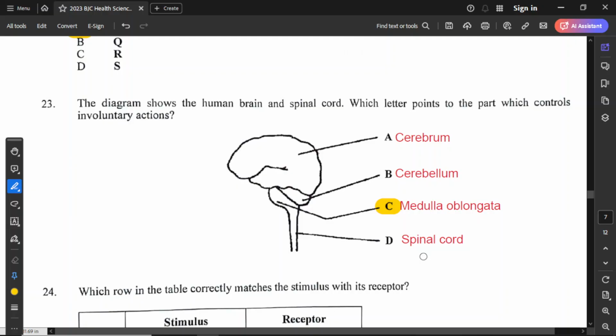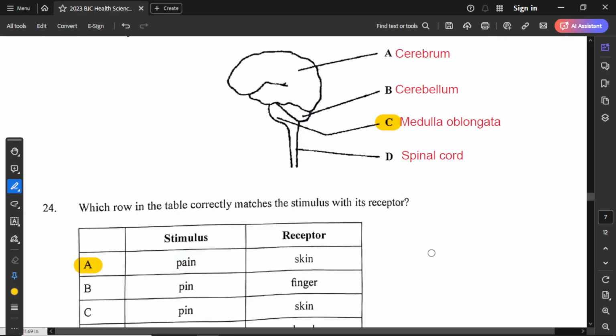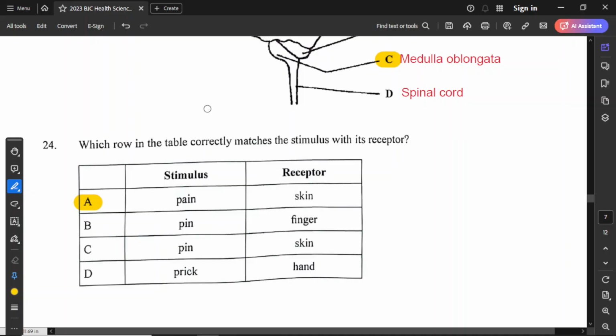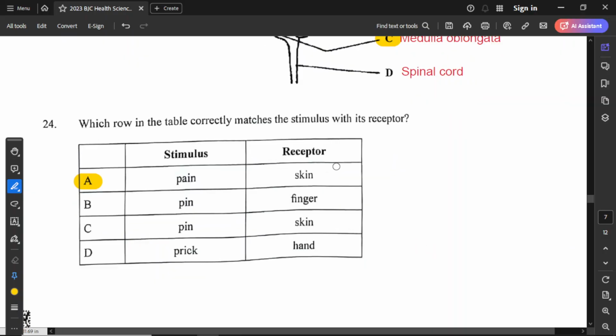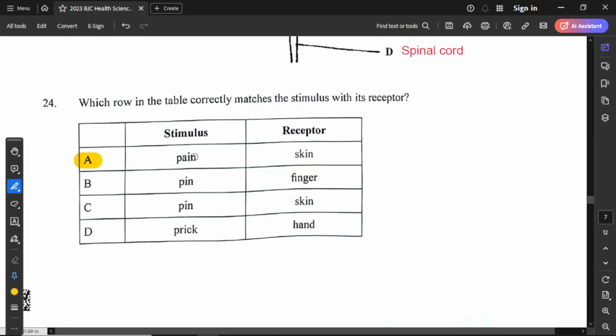All right. So question number 24 is which row in the table correctly matches the stimulus with the receptor, and pain is a stimulus. The skin is a receptor, so A is correct. Pin and prick, those are not stimulus. Those are objects. So the only stimulus here is actually pain. So right off the bat, we know A has to be the correct answer.